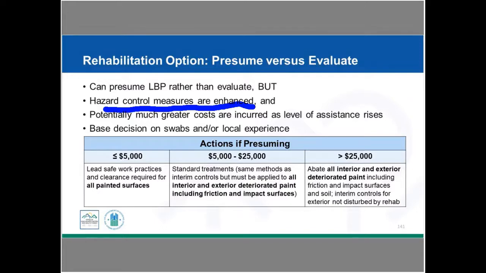You know, when the rule first came out, there were not that many risk assessors out there, so it was kind of hard to do that. So a lot of communities ended up doing presumption, but nowadays there are a lot more risk assessors with the web. It's easier to find firms, so there's a lot more testing and risk assessments being done. But it's up to you, the grantee, to decide what you want to do.